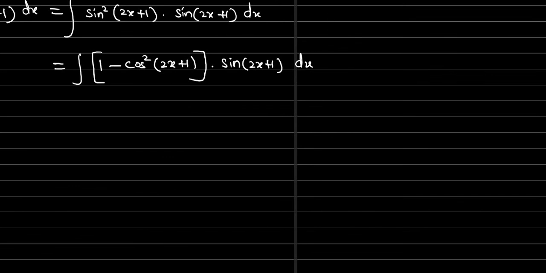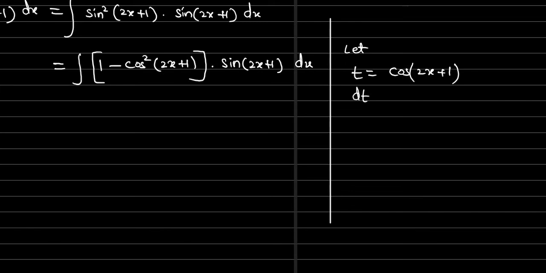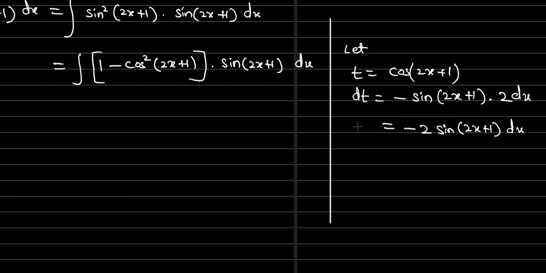So here cos 2x plus 1, I'm going to write as t. So let t equal to cos 2x plus 1. Next, dt is cos x. Cos x differentiation is what? Minus sin x, that is 2x plus 1. And 2x plus 1, further we need to differentiate and write it in a product form. So we are getting the result, and x differentiation dx. So we are getting the result minus 2 sin 2x plus 1 dx. This is what we are getting.